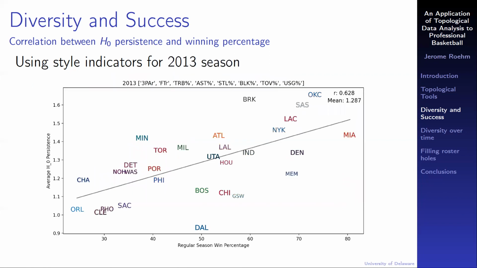For the 2013 season, the relationship between diversity in all 8 stylistic indicators and success is shown. As we are in 8 dimensions, I cannot draw any point clouds. Observe the positive correlation. The NBA champions this year were the Miami Heat.